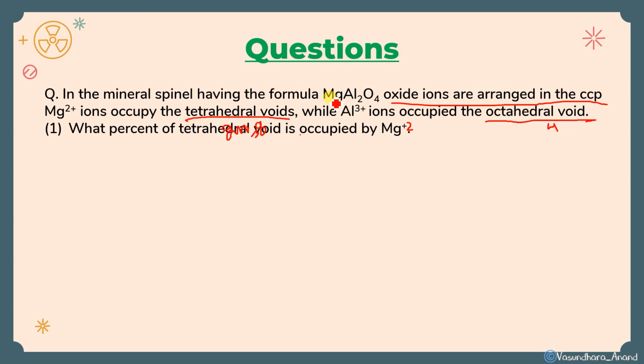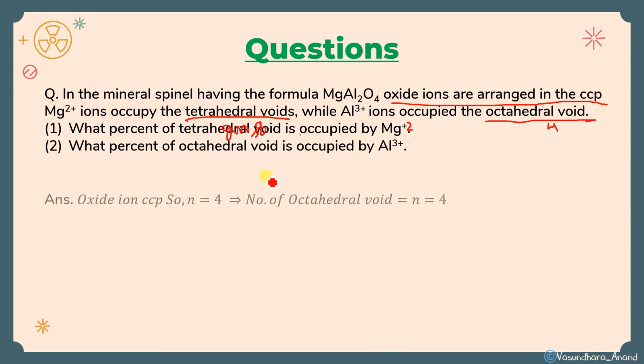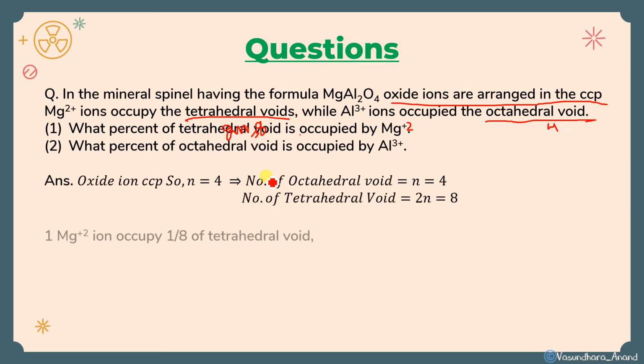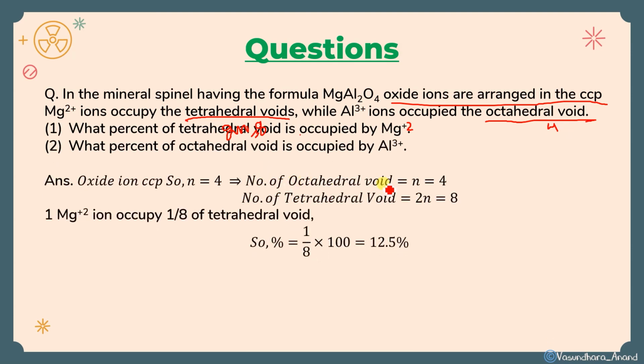So out of 8, it is going to occupy 1. The fraction which is going to be occupied by magnesium is 1 by 8 only. And since it is asked in percentage, what we will do is multiply by 100, and we get 1 by 8 into 100, which is equal to 12.5. All these things, whatever I have explained over here, are written.